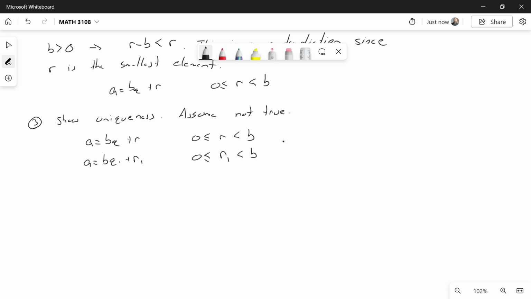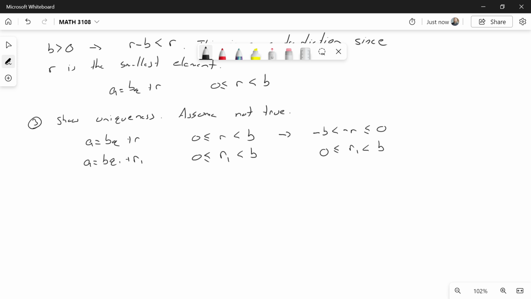All right, so what I'm going to do here is change this first inequality. I'm going to multiply every part by -1. So it's negative multiplying, so I'm flipping the directions of the inequalities. What I get here is negative b less than negative r less than or equal to 0. And I'm going to leave the second one alone. So this is still 0 less than or equal to r sub 1 less than b.